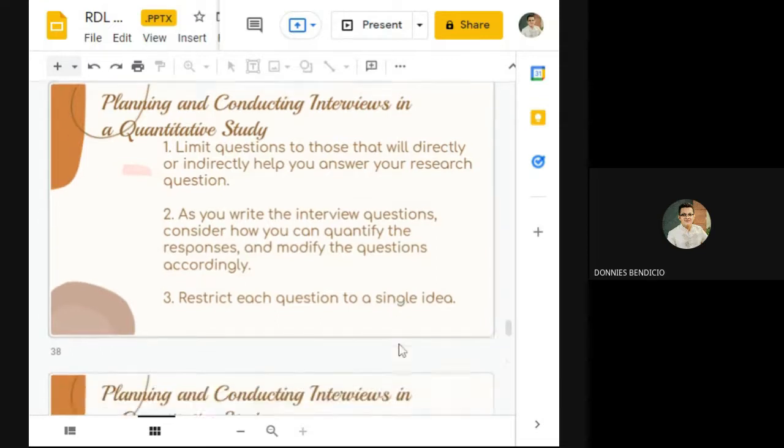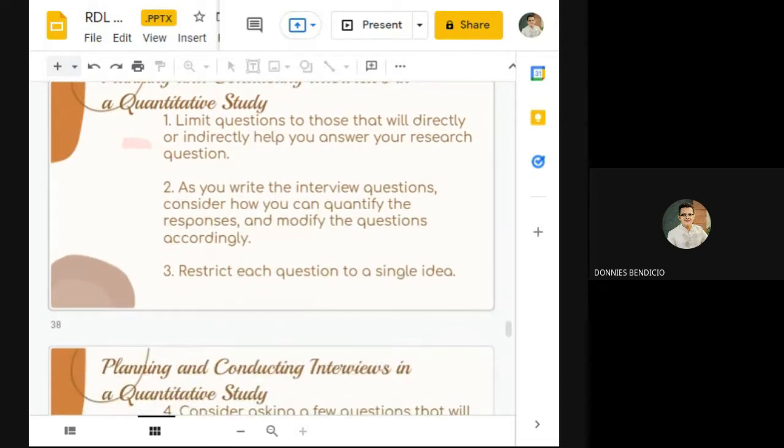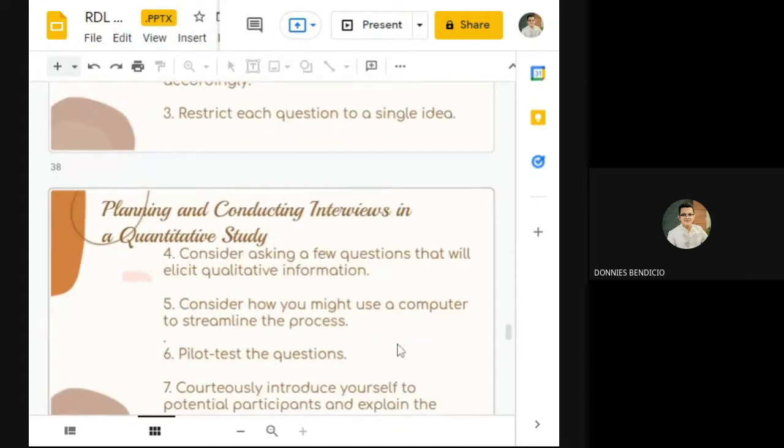Okay, we also have to restrict each question to a single idea. Hindi natin pwede pagsama-samahin yung idea in a question. So, halimbawa, you are referring to extraversion characteristic. Stick ka lang doon sa extraversion. Huwag ka na magdagdag ng iba pang mga factor na baka dito yung sasagot doon sa question mo. Okay? So, restrict each question to a single idea only.